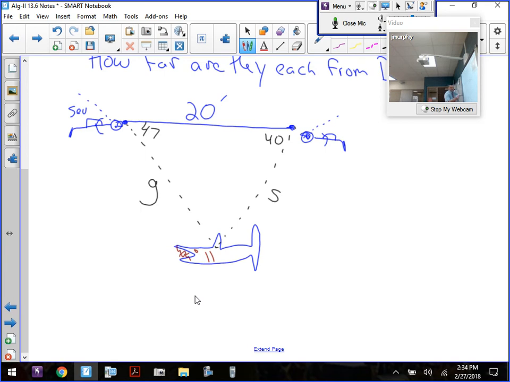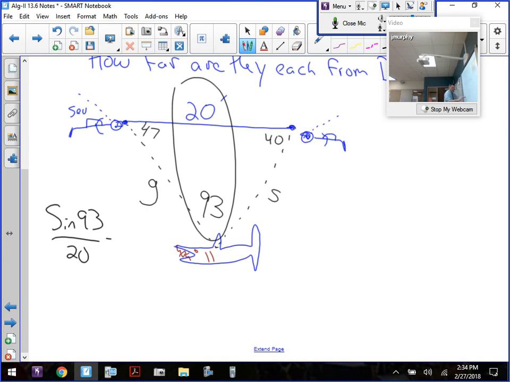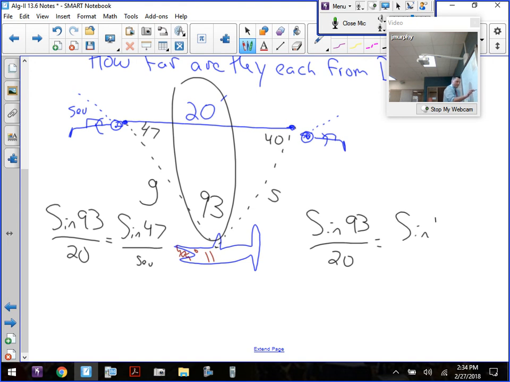So this is getting us into using what to find the other two side lengths? Do I have to use law of sines or law of cosines? Law of sines. Sometimes you just have to use law of sines to get yourself going. So we'll use this 93 and 20. Sine of 93 is to 20 as sine of 47 is to Mr. Seb. And then sine of 93 is to 20 as the sine of 40 is to Mr. G.